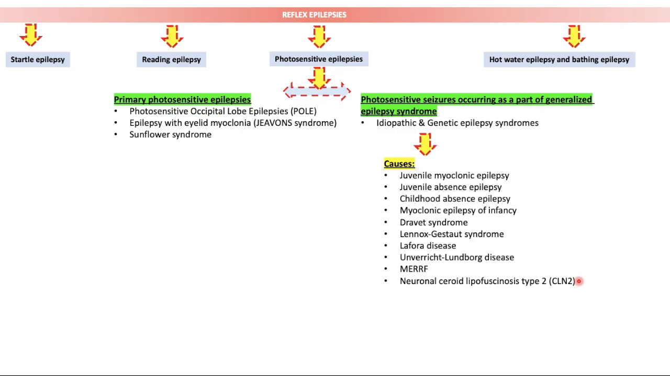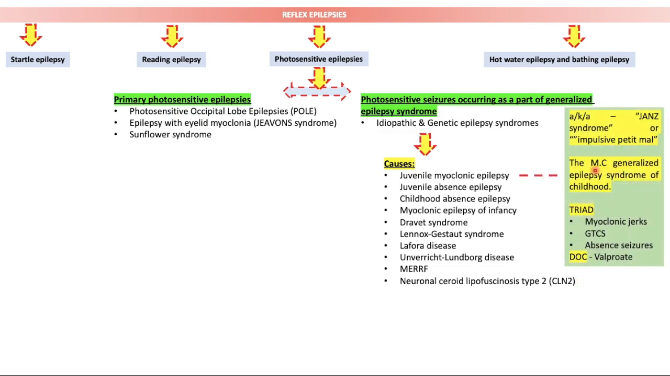I'll concentrate only on juvenile myoclonic epilepsy because it is the most common generalized epilepsy syndrome of childhood. It's also known as Janz syndrome or impulsive petit mal syndrome. It is characterized by the triad of myoclonic jerks, GTCS, and absence seizures. Drug of choice is valproate. This is in brief about photosensitive epilepsies.